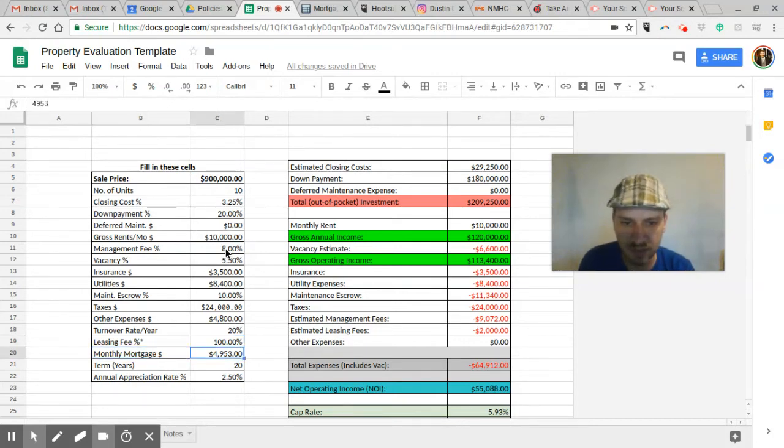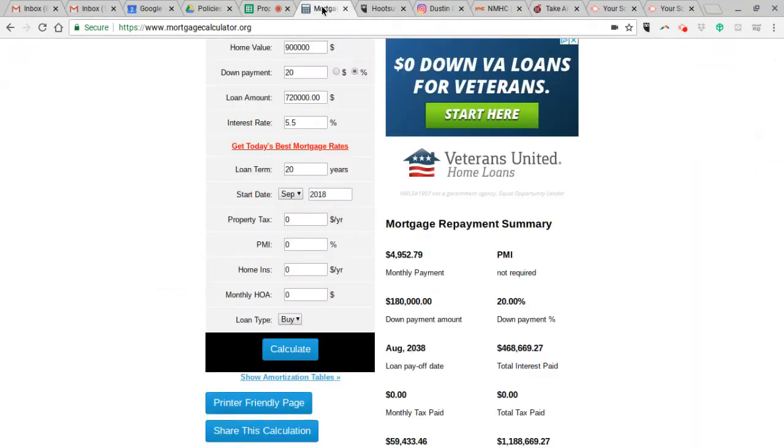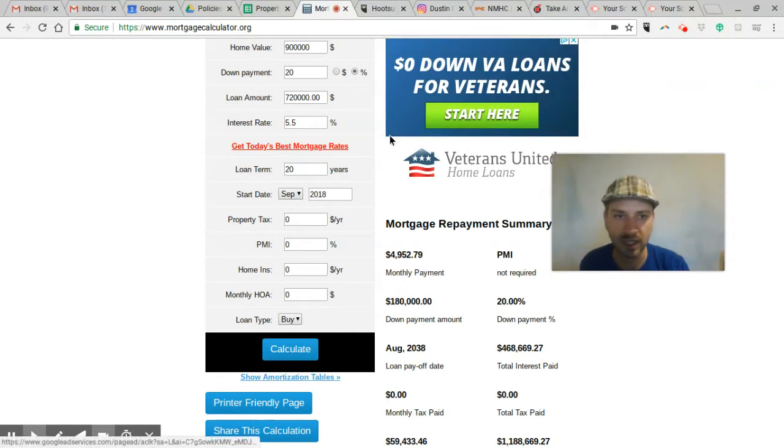We did a calculation on a monthly mortgage. We used mortgagecalculator.org. I'm going to switch over real quick. Here's mortgagecalculator.org. This is the numbers we ran. We did a 20% down payment, 5.5% interest rate, 20-year term. Put all our property taxes and stuff to zero because we already calculated that. And then that's what our monthly payment would look like on a 20-year term.